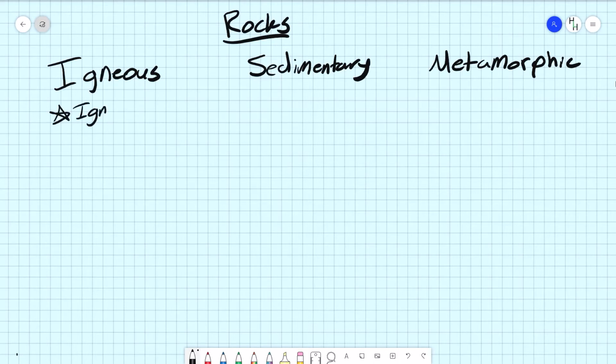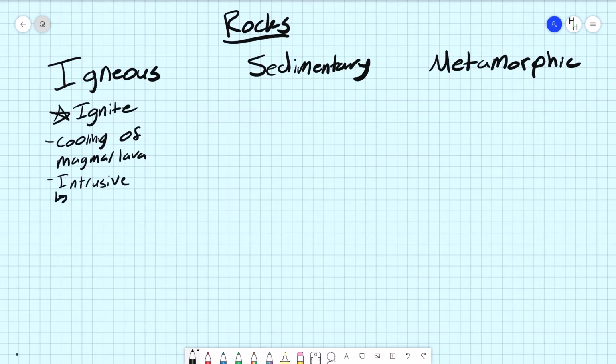Looking at igneous first here, there's a key word that we're going to focus on for this, and that is ignite. We're going to think very hot, we're going to think fire, and that's because these rocks are made from the cooling of magma and lava. And whether it's magma or lava is going to determine what kind of igneous rock it is.